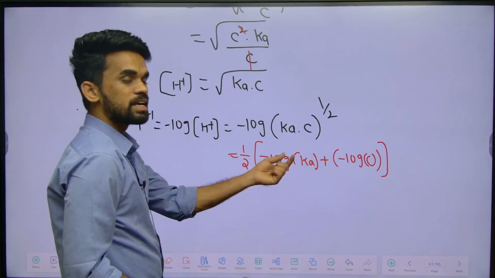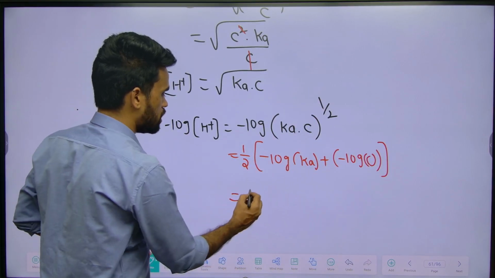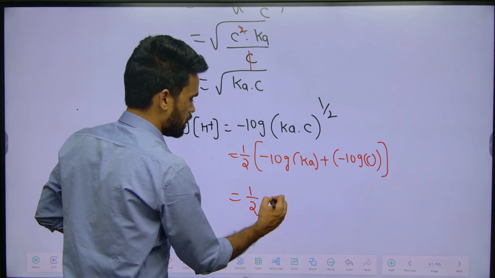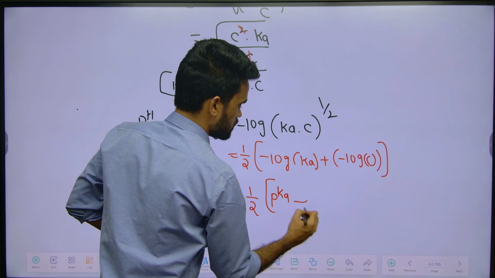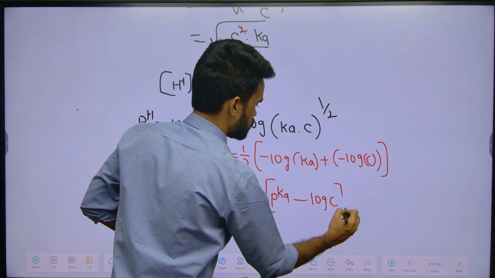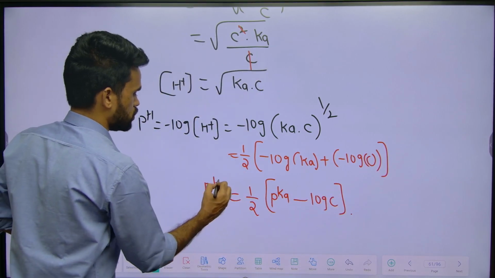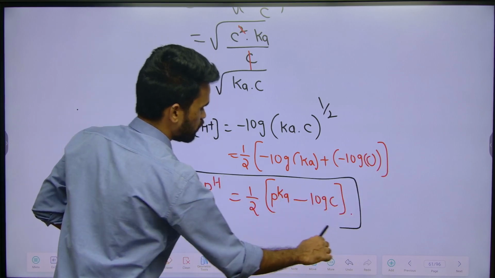So minus log Ka is called pKa. This should be called pKa. And this is minus log C, means minus log C. Like this you can write. So this is the answer for pH. Okay, let us solve one question on this.